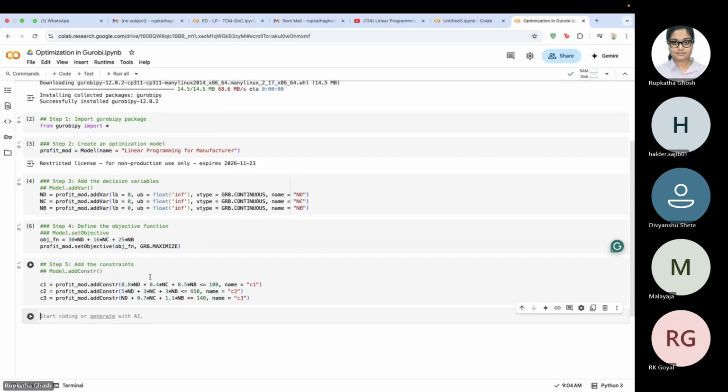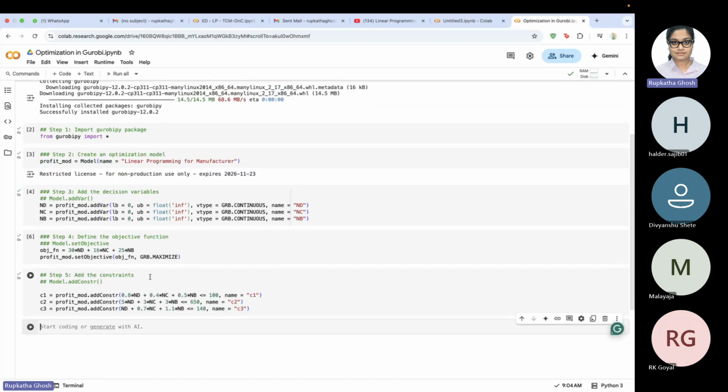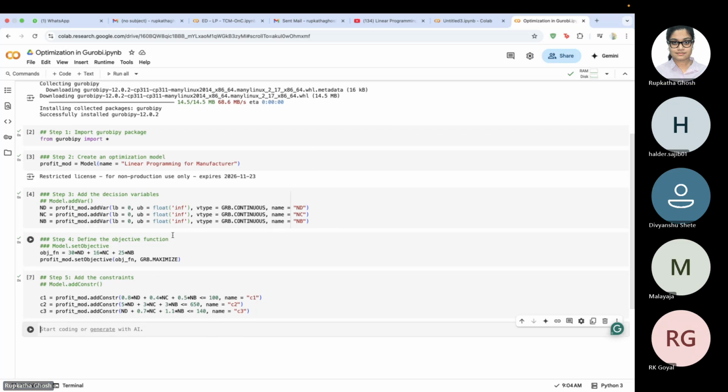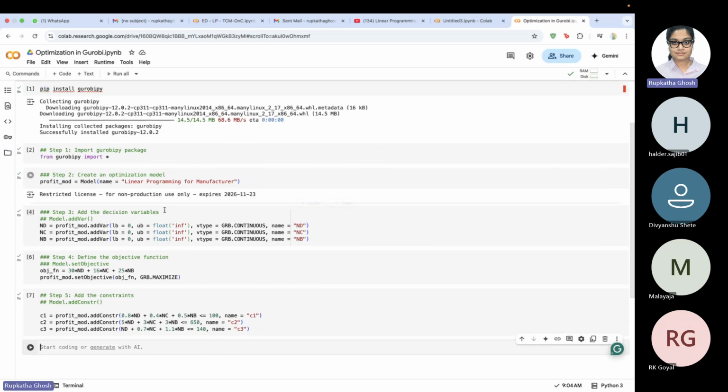Now, when we write a linear program, we always specify the non-negativity restrictions, right? But here you don't need to do it. Can you tell me why? Can anyone tell me why we don't need to add any non-negativity restrictions here?